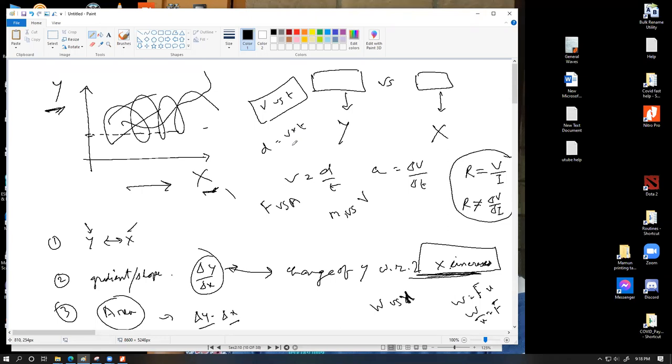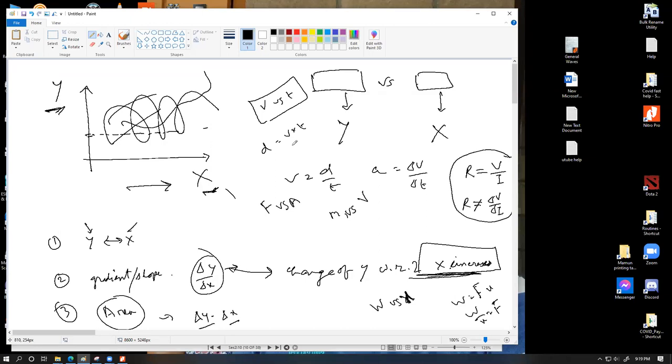Now, an important factor is that you have to consider the scalar and vector terms carefully. Area under the speed-time graph is a distance. Area under the velocity-time graph is displacement. I'll say it again. Area under the speed-time graph is distance. Area under the velocity-time graph is displacement. Area under the force versus displacement graph can be work done. Now, work done can also be said to be energy.